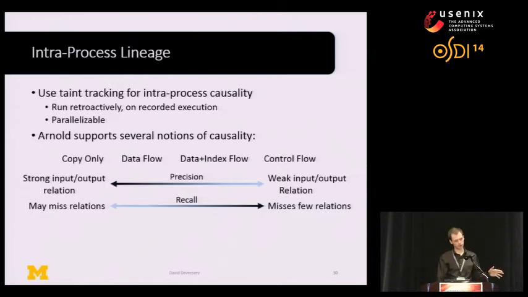Now, as you'll see on the left, the copy flow and the data flow are much stronger relations. If the input is just a copy of the output, then they're very highly related. So we have very high precision there. But our recall is much lower. We may not find a lot of relations in a copy flow linkage. And as you can see on the right side, we have a much weaker linkage. Something like control flow, you might not care about every control flow that happened on some piece of data. But control flow will miss very few relations.